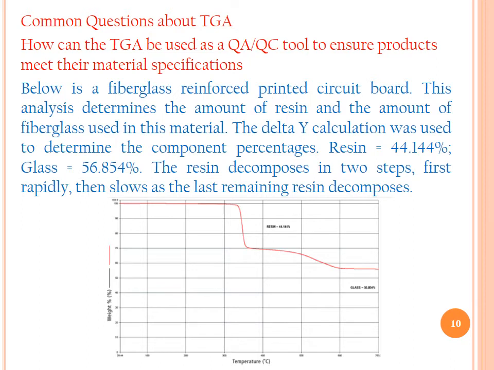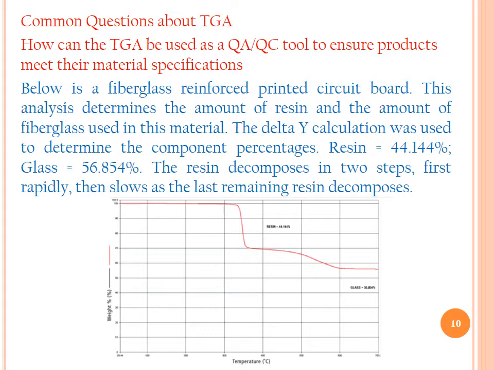The other question is, how can the TGA be used as a QA/QC, quality assurance and quality control, tool to ensure products meet their material specification? Below is a fiberglass reinforced printed circuit board. This analysis determines the amount of resin and the amount of fiberglass used in this material.